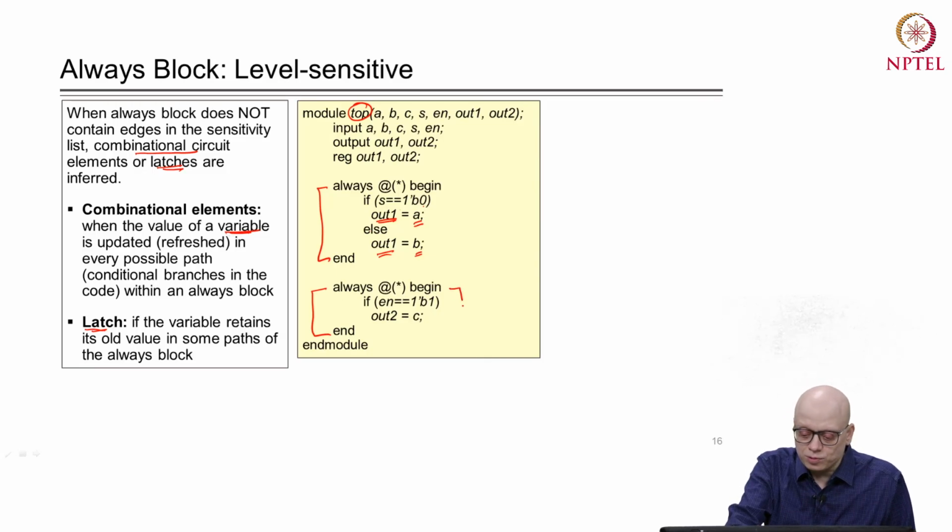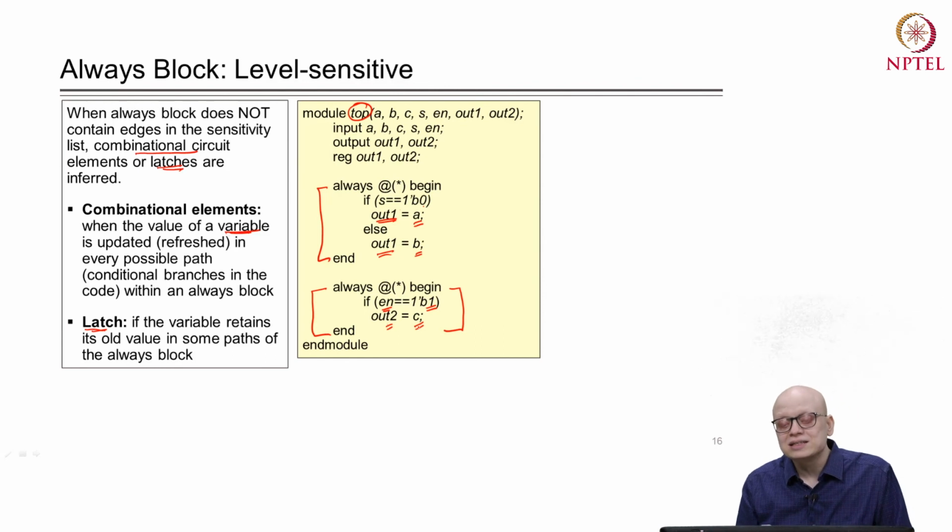Now, let us look into the other always block. In the other always block, if the enable signal takes a value of 1, then out2 takes a value of c, and if it is 0, then what happens? It is not specified. So, in that case, if enable takes a value of 0, then out2 retains its old value, because the value of out2 is not being refreshed or written when enable is equal to 0. So, whenever this always block is triggered and the value of the enable signal is 1, then out2 will get a value of c, otherwise it will retain its old value.